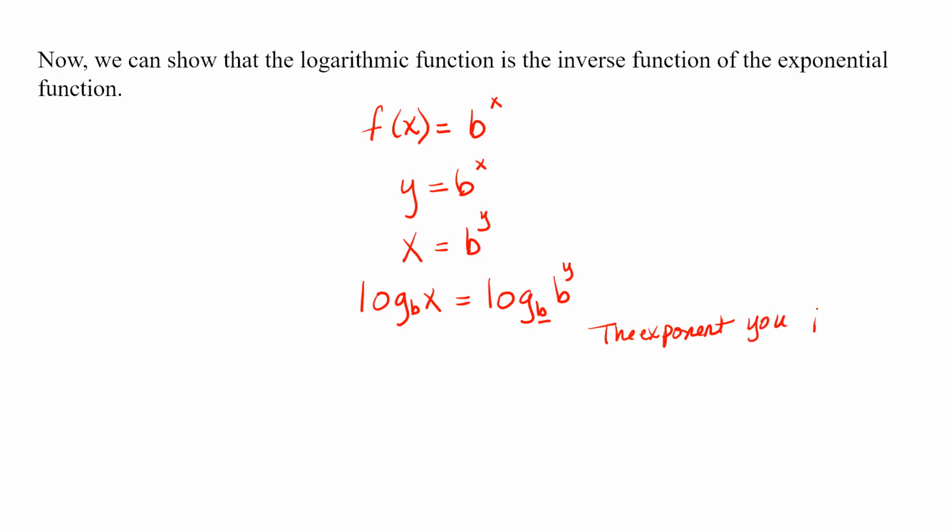The exponent you put on the base b to get b to the y. B to the y is your argument. So the exponent you would put on b to get b to the y is y.